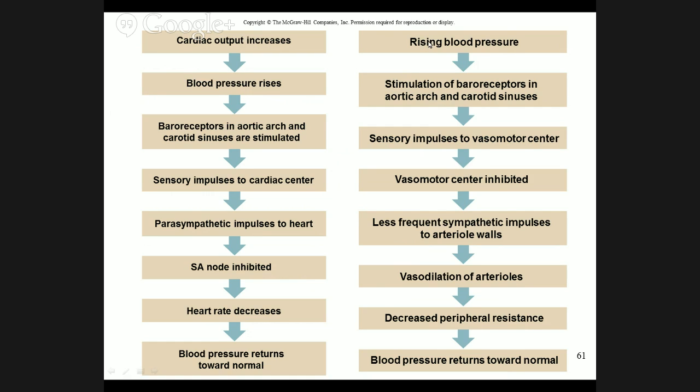When you have rising blood pressure, the stimulation of baroreceptors in the aortic arch and carotid sinuses occurs. Sensory impulses are sent to the vasomotor center. The vasomotor center is inhibited. There's less frequent sympathetic impulses to arterial walls. There's vasodilation of the arterioles because of that, and decreased peripheral resistance, and blood pressure returns to normal.